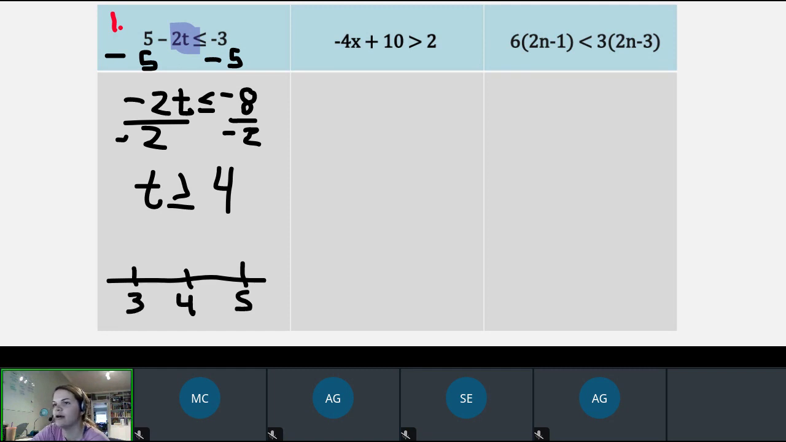All right, and then to graph this, I would put a closed circle at +4, and I want all the t values greater than 4, so I'm going to shade to the right.